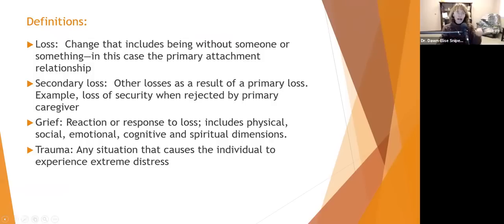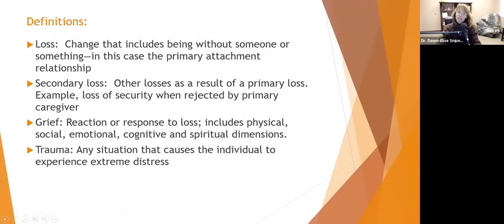And I will try to watch my language when we talk about caregivers, because that primary attachment relationship can be formed with any caregiver. It doesn't have to be the biological parent that gives birth. So, I am going to try to be sensitive to that.